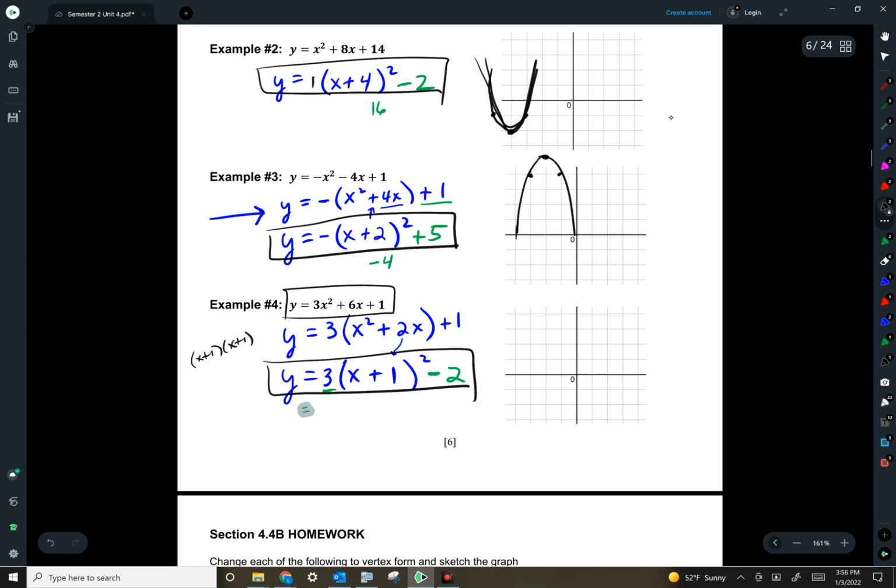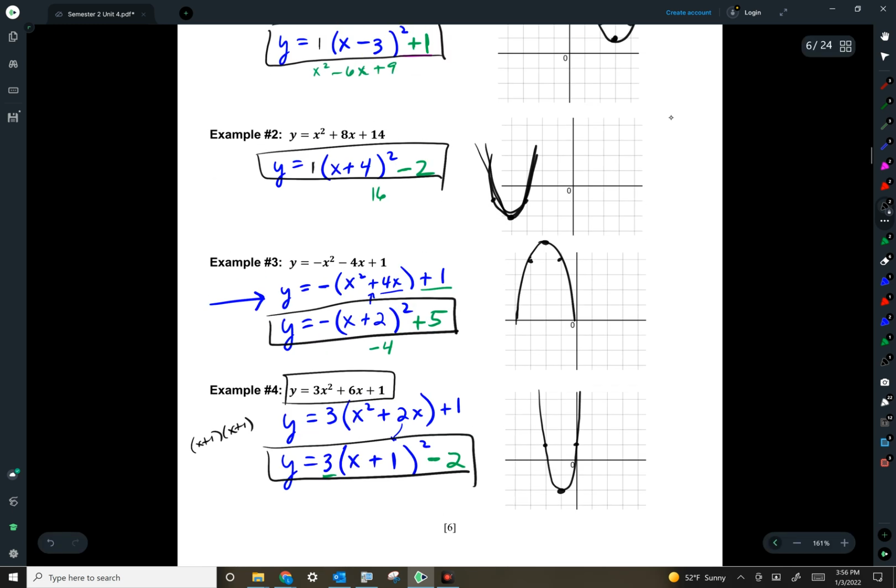Okay, and so now I'm going to graph it. I'm going to move this parabola 1 unit to the left, 2 units down. So there's my vertex. Now because of that 3 out in front, it's positive, so it's opening up. But because of the 3, it's going to be narrow. So up 3 over 1, up 3 over 1. So this is going to be a pretty narrow parabola that opens up.